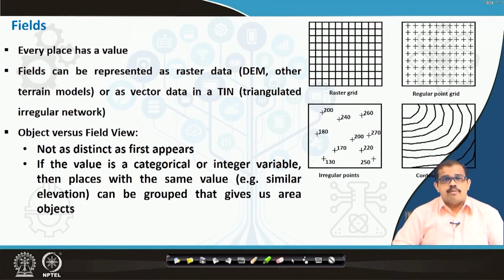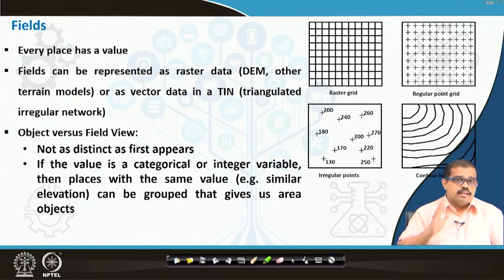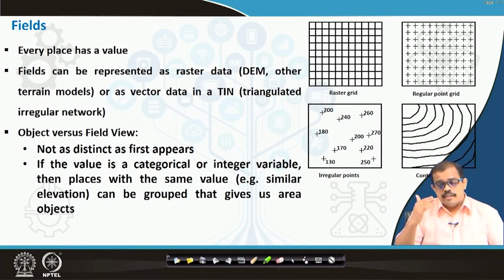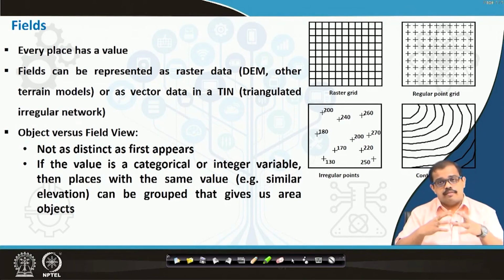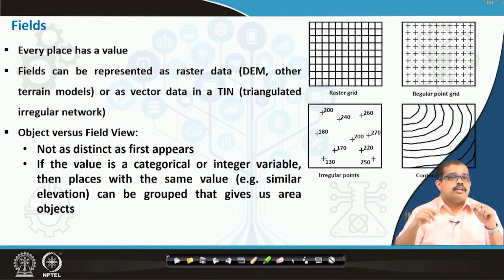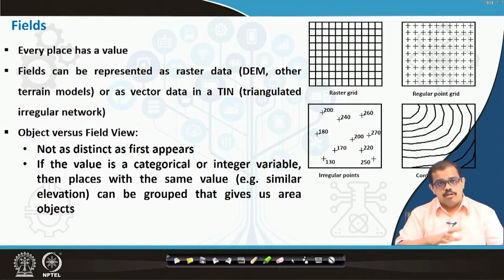Okay. When you look at the object view versus the field view, the first one is as distinct as possible, whereas the field is not quite distinct, it is a continuous value. If it is a categorical value or an integer variable, then places with the same value can be grouped into an object. For example, if there are a number of polygons with the same value, they can be easily grouped. Whereas if the entire elevation data is the same, it is not possible to group it because it is a continuous phenomenon. So that is why objects can be easily grouped, whereas a field cannot be grouped as easily.